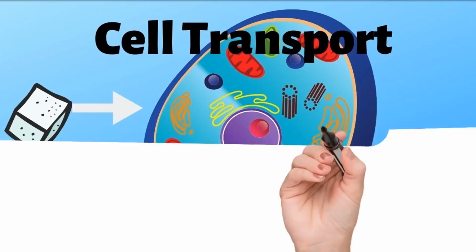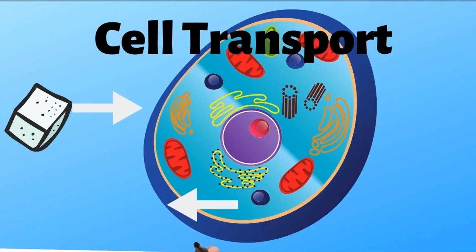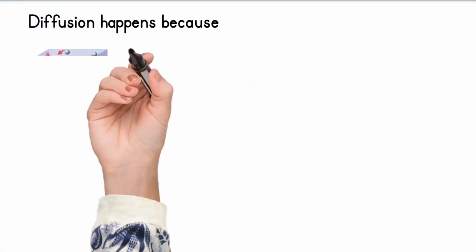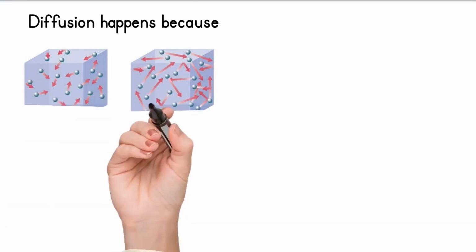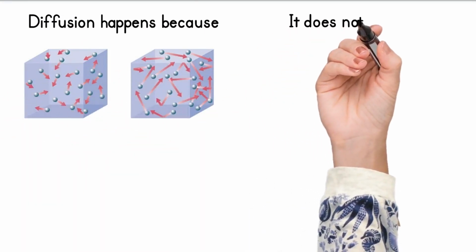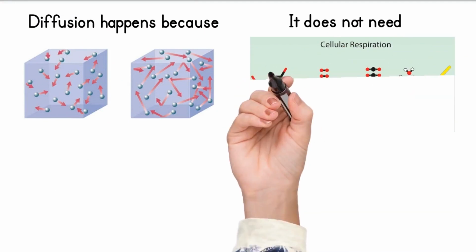Today's video is all about movement of materials in and out of cells. Diffusion happens because of the kinetic energy of the particles. It doesn't need an extra source of energy from respiration.